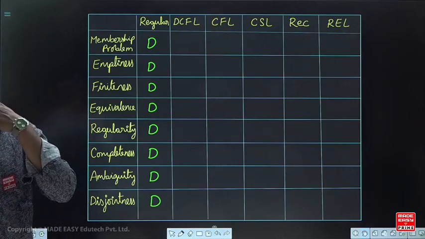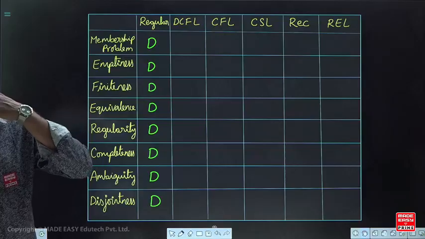Already I told you, non-RE is undecidable languages. For non-RE, no Turing machine exists.